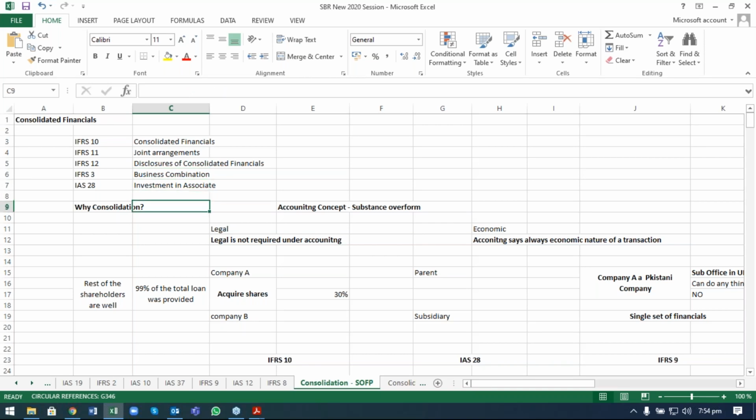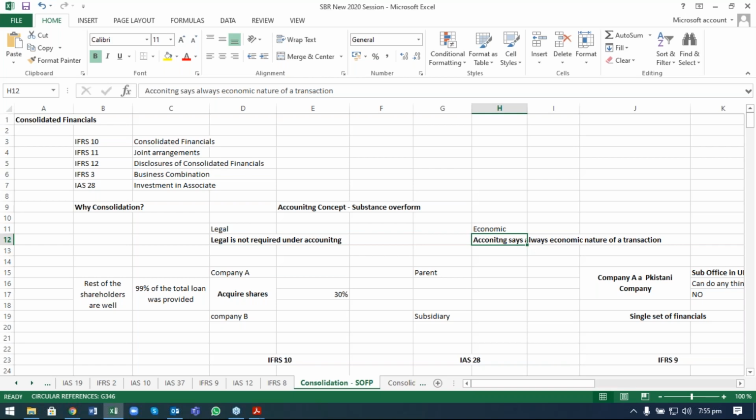The important thing is why consolidation is required. The accounting concept mentioned in the framework is substance over form: any accounting transaction has 2 basic natures, the legal nature and the economic nature. We always account by understanding the economic nature of a transaction rather than the legal nature. Accounting will never consider the legal nature of a transaction. Accounting is always looking into the economic nature.